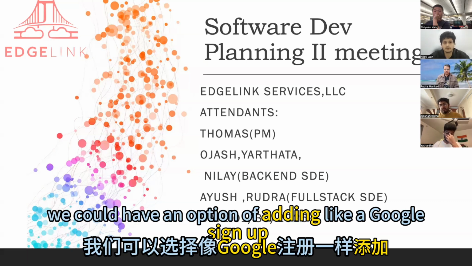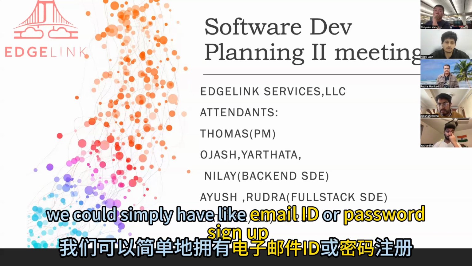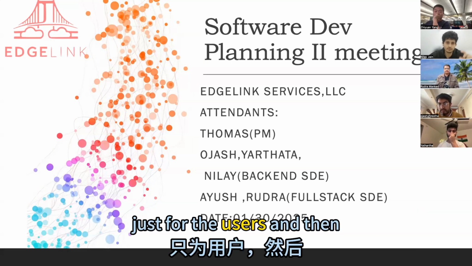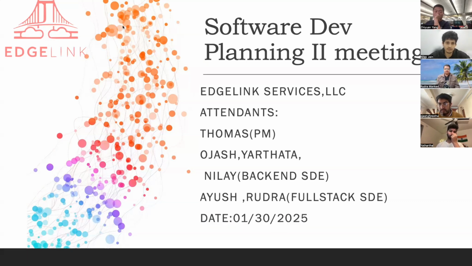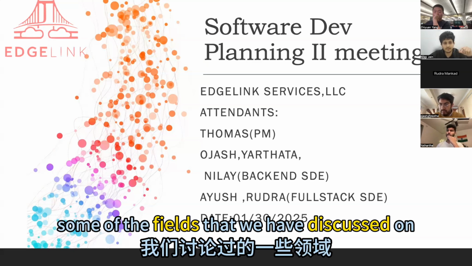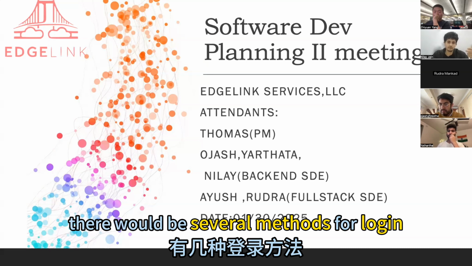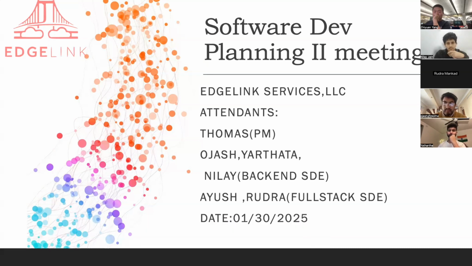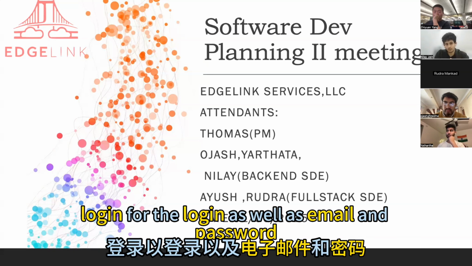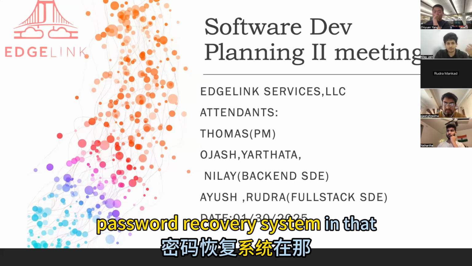The second thing is the email options on the sign up page. We could have an option of adding a Google sign up using a third party app, or we could simply have email ID and password sign up for the users, and then the user can select the type of the user, whether you're going to be the service provider or the service taker. These are some of the fields that we have discussed. Similarly, with the login page, there could be several methods for login. We could use Google's login, as well as email and password. Then we could have some kind of password recovery system in that.